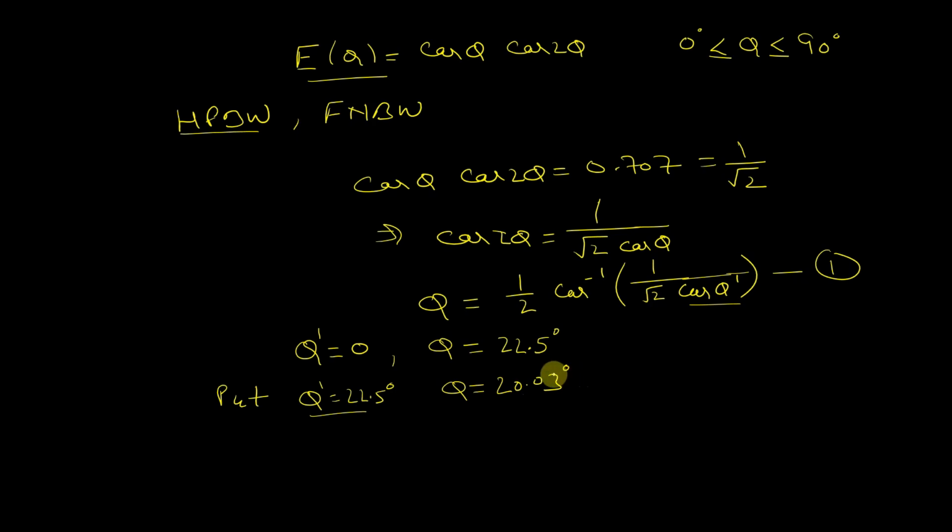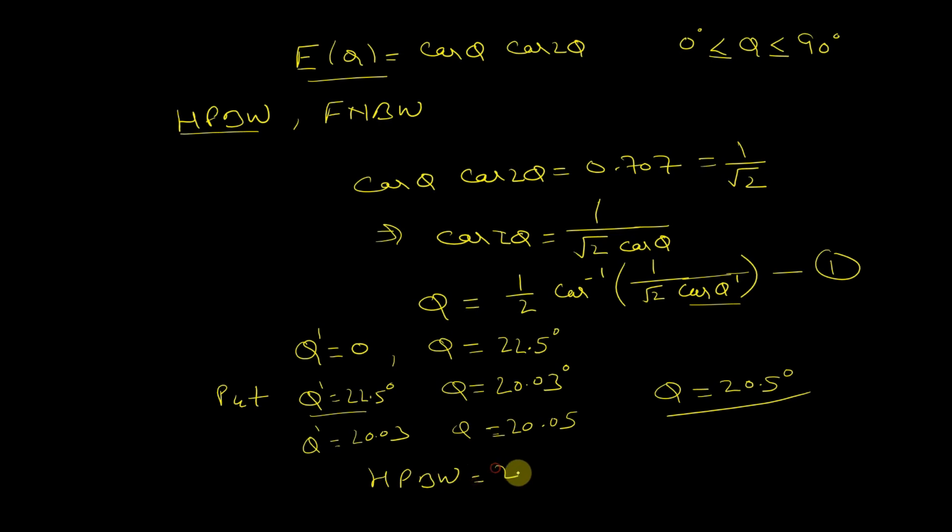Now if you continue solving, put theta dash is equal to 20.03, then we will get again theta is equal to 20.05. So this is the value now. After 2 or 3 iterations you will get theta is equal to 20.5 degree. So what will be the half power beam width? That will be equal to 2 theta, that will be equal to 2 into 20.5, that will be equal to 41 degree.